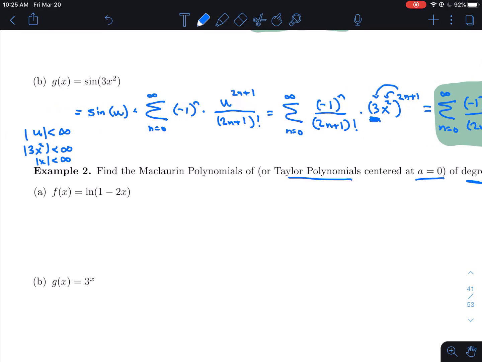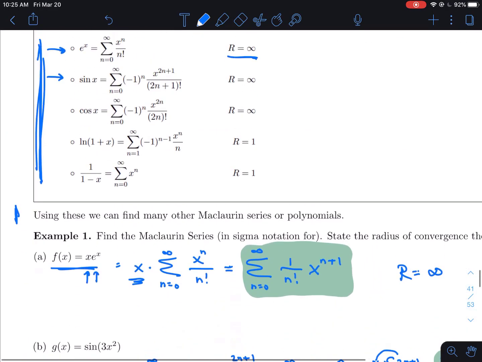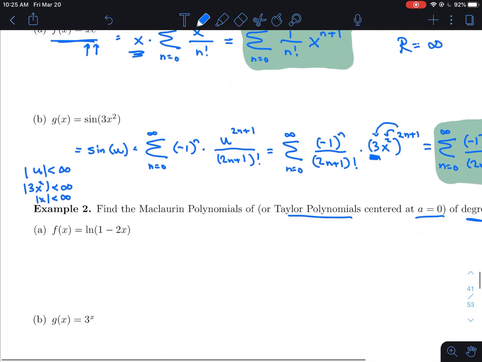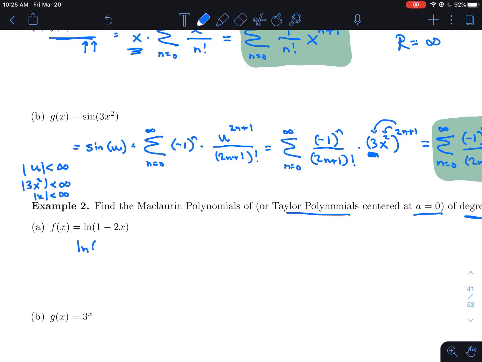The natural log of 1 minus 2x. Well, going back up here, I see that the natural log is listed on our formula sheet. And so I have natural log of 1 plus x. So let me go ahead and write down the natural log of 1 plus u is equal to, and copying from above, this is the sum from n equals 1 to infinity, negative 1 to the n minus first power times x to the n divided by n. And again, remember I'm using u, so I shouldn't use x there. It should be a u.